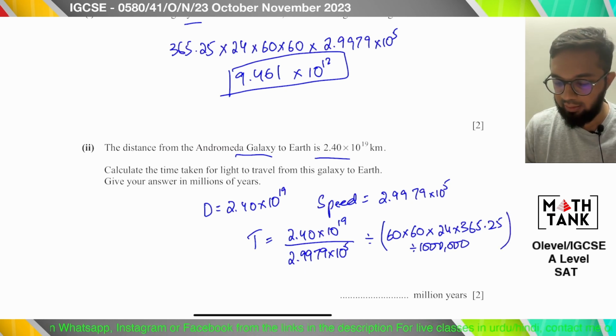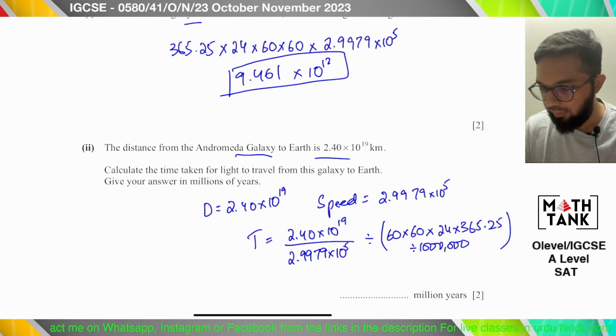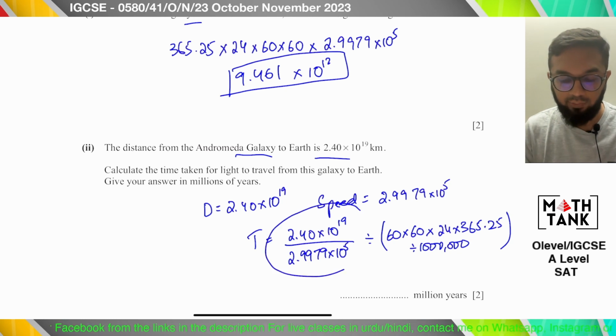Okay, let's start doing that. Into 10 power 19, divided by 2.9979 into 10 power 5. Okay, so this comes out as a very large number.